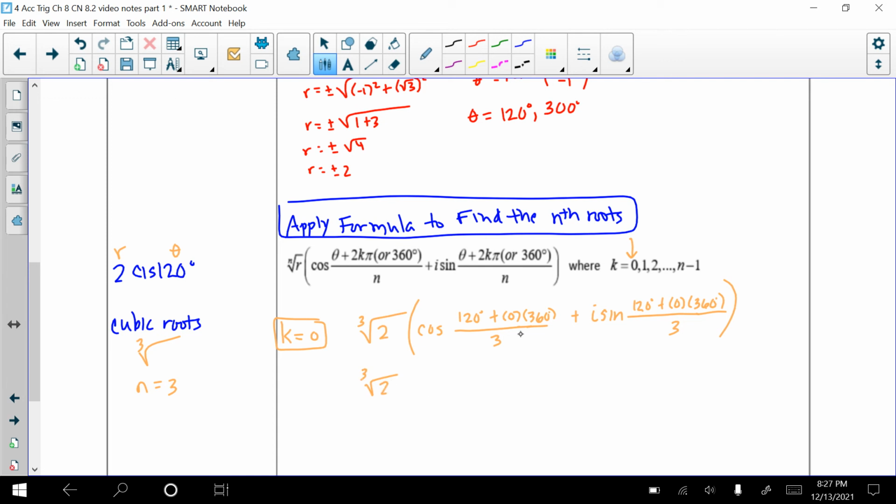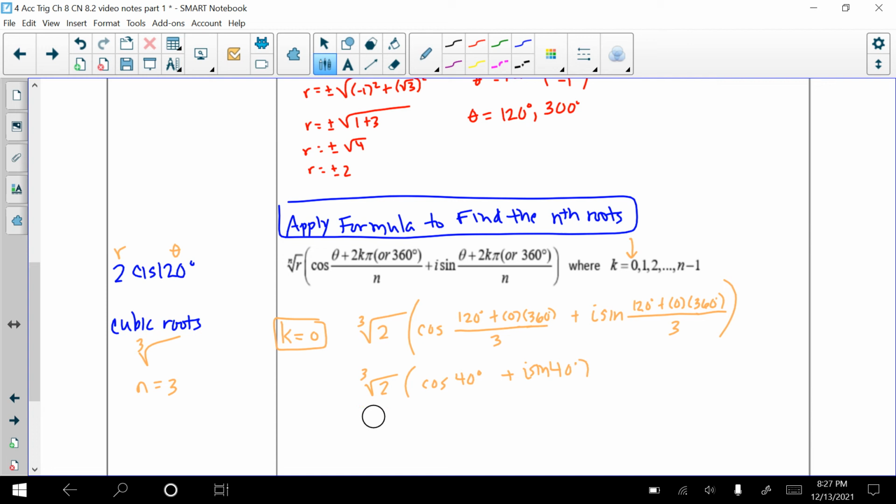I've got the cube root of 2 recopied. This is going to be cosine of, let's look at this, 120 degrees plus 0 times 360. So 0 times 360 is 0. We're left with 120 divided by 3, which results in 40 degrees. And as you notice, the same thing is going to happen over here with the i sine term. That is also 40 degrees, which means we can collapse this a smidge more.